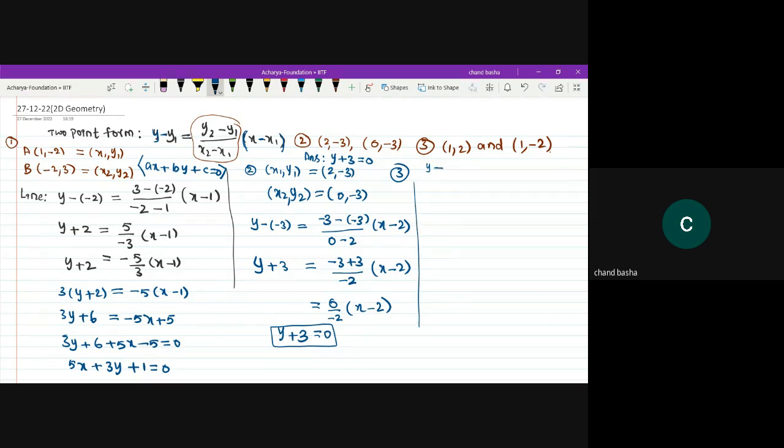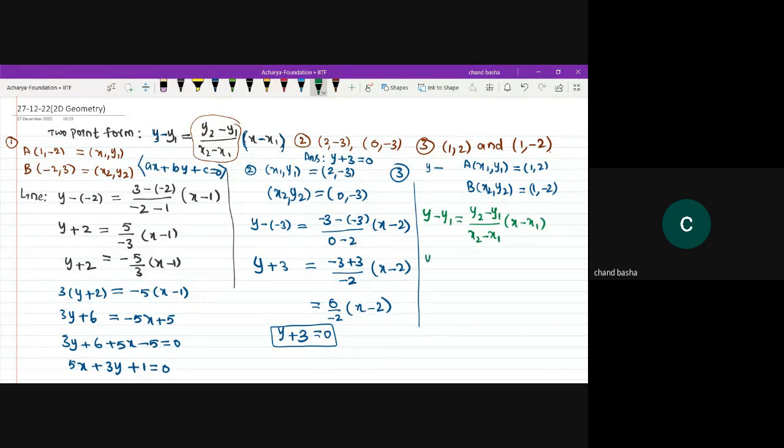And the next, third question: y minus y1. You can write first point x1, y1 as 1 comma 2, and second point I'll consider as x2, y2 will be 1 comma minus 2. Be careful, guys. So here we can write y minus y1 is equal to y2 minus y1 divided by x2 minus x1 into x minus x1.